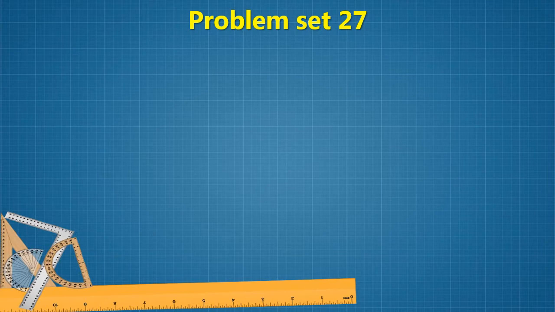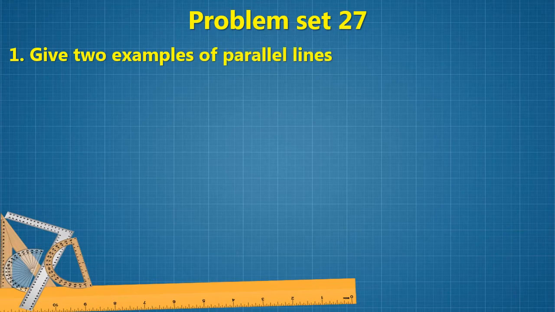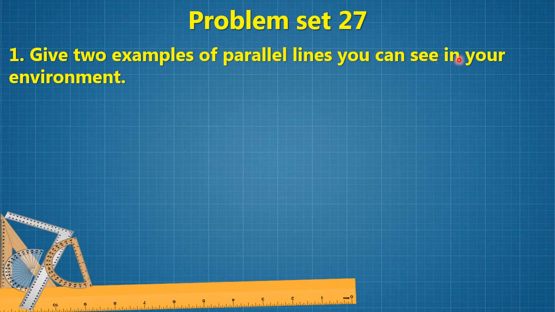Problem set 27. Here is the first question. Give two examples of parallel lines you can see in your environment. Now here you have to write any two examples of parallel lines that you can see around you. So there are many examples.